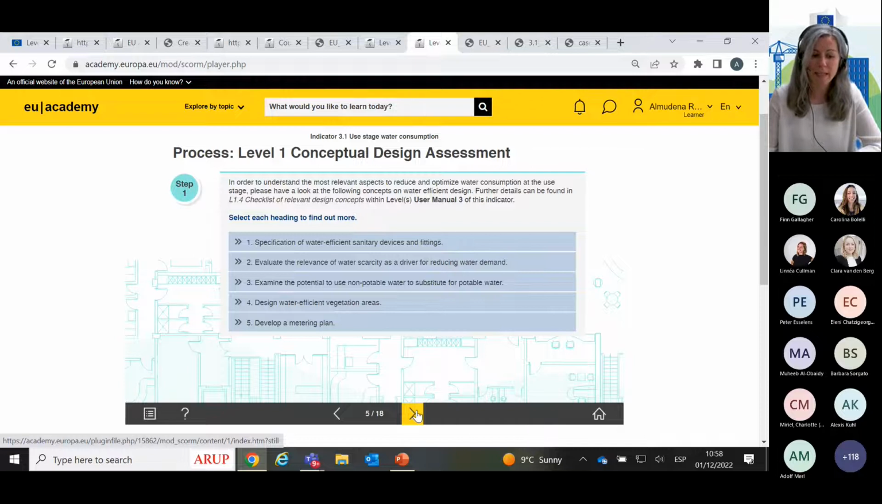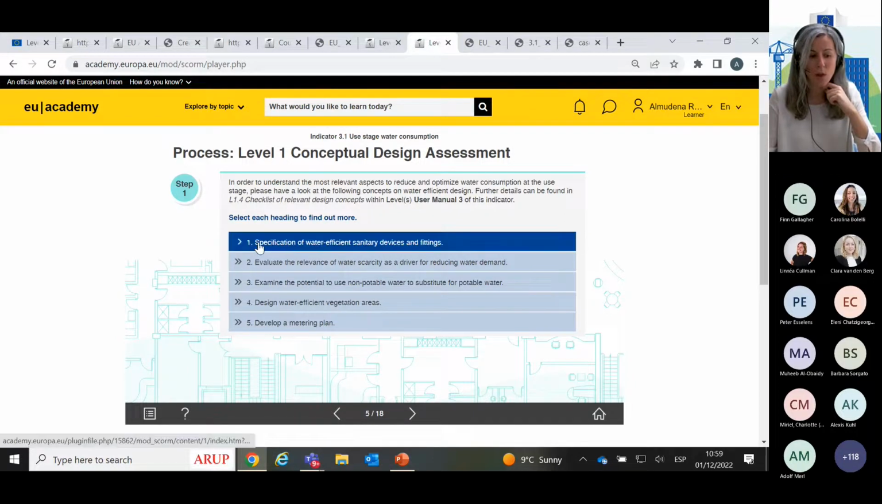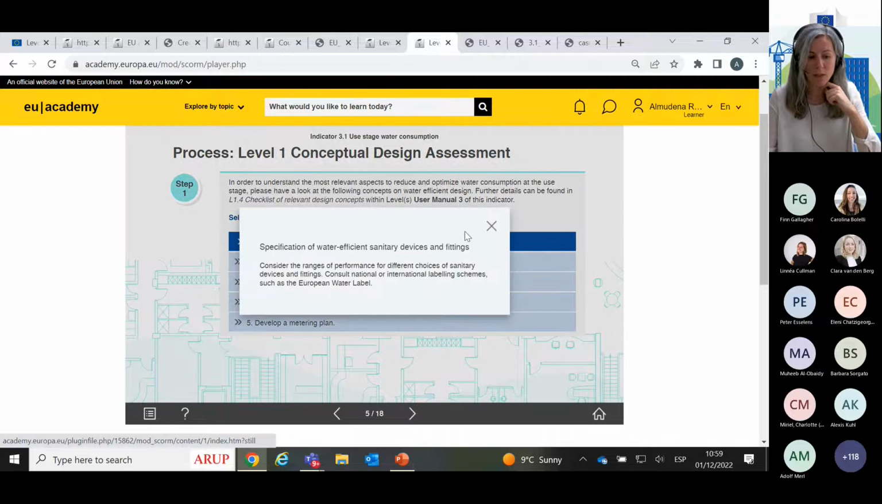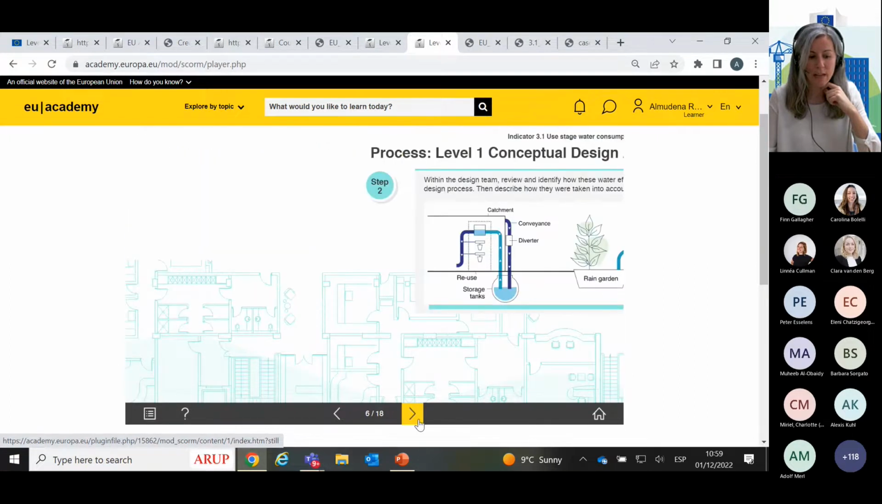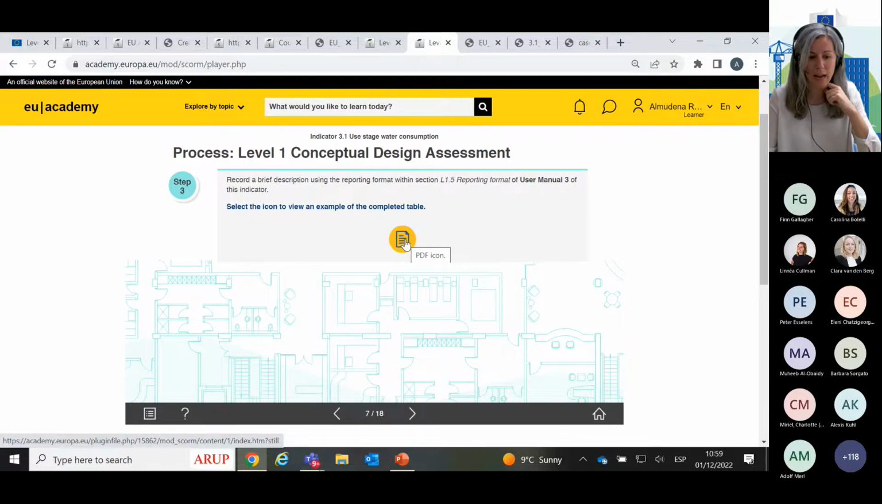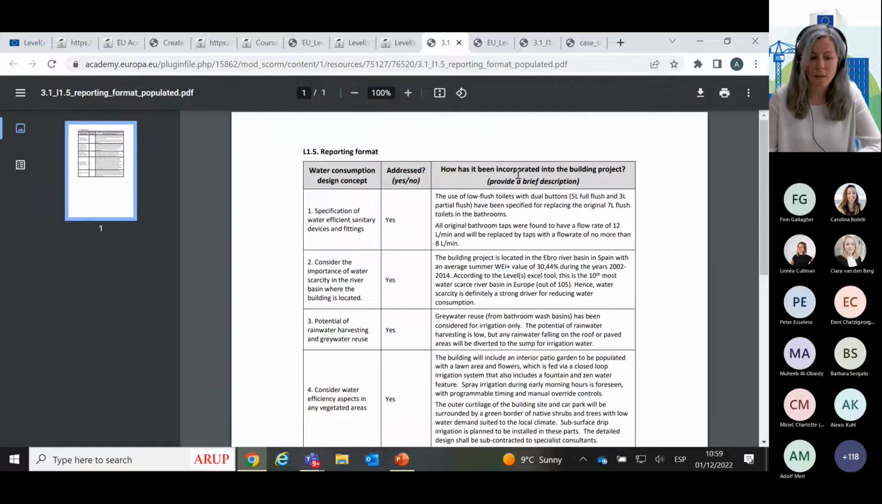And then the next screens are related to the process, the different steps that you need to follow in order to integrate this indicator within your project. This is level 1, for example, where you can see the different water concepts that could be taken into account. And always at the end of this level 1, we have included an example of reporting format. This could also be done through the CAT tool that Manfred is going to explain later. But this is an example of the type of recommended text that you can incorporate when reporting about this indicator. This is the water design concepts, and then an example of answers for the project.